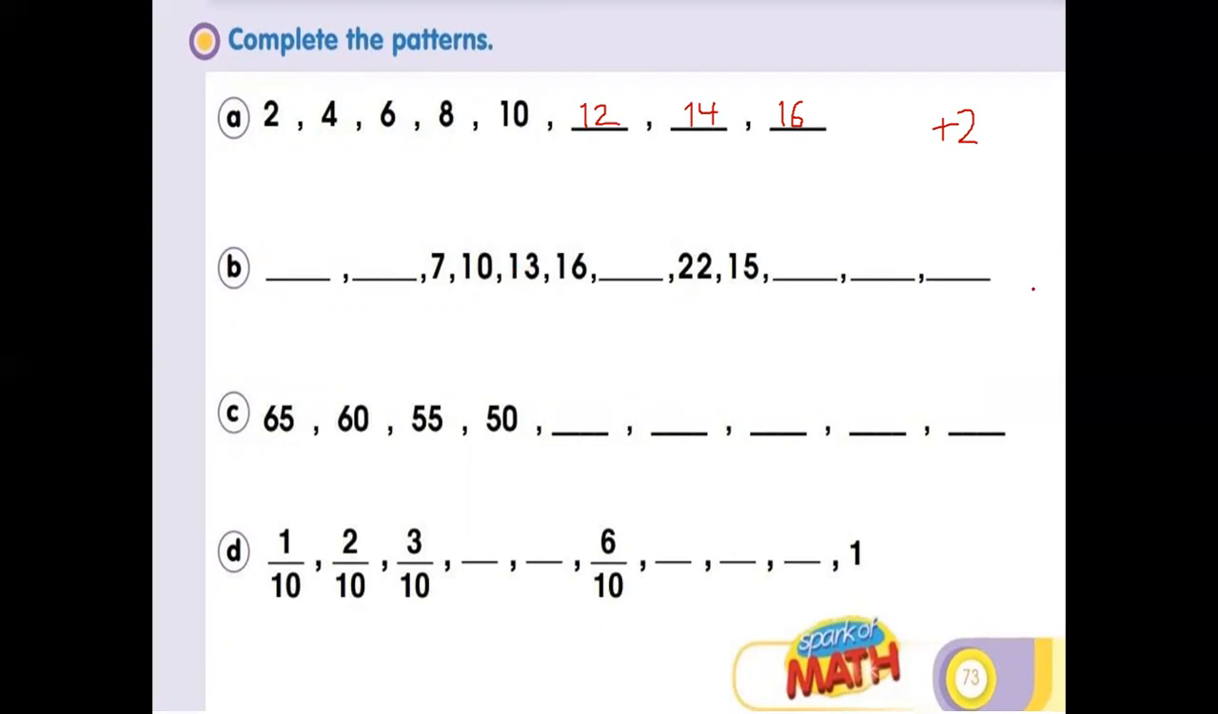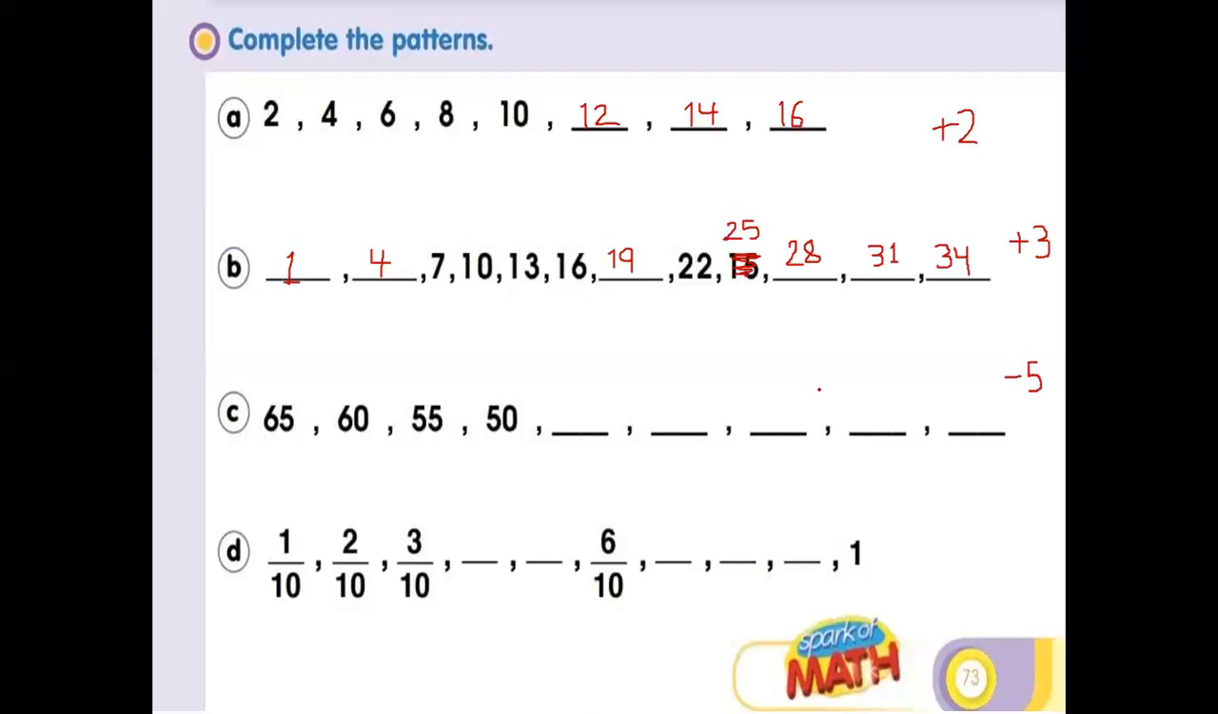Okay, 7, 10, 13, 16. So in each time, what do we do? We add 3. So plus 3. Okay, what is the number before 7? 4. What is the number before 4? 1. So 1, 4, 7, 10, 13, 16. 16 plus 3, 19. 19 plus 3, 22. 22 plus 3, 25. It's not 15, so it is not correct here. Remove it and write 25. 25 plus 3, 28. 28 plus 3, 31. 31 plus 3, 34.